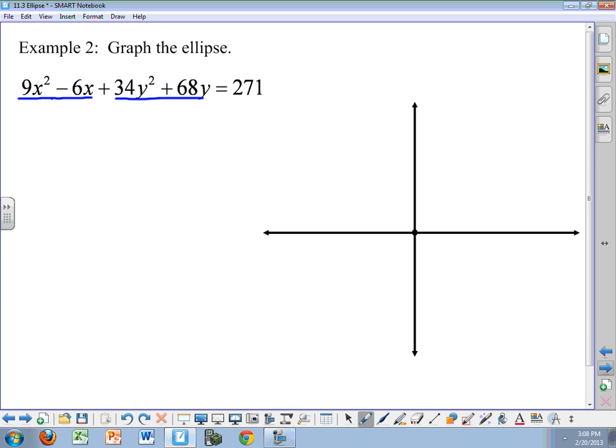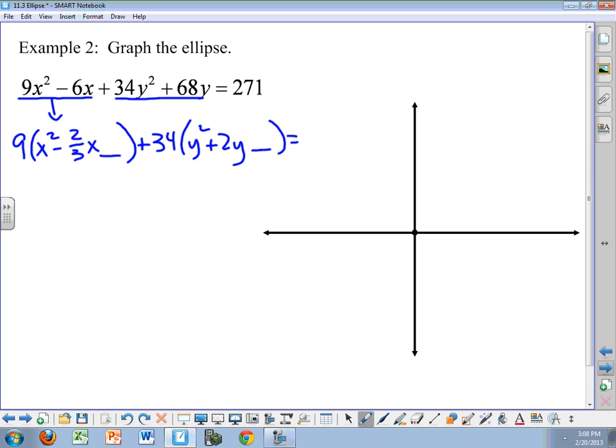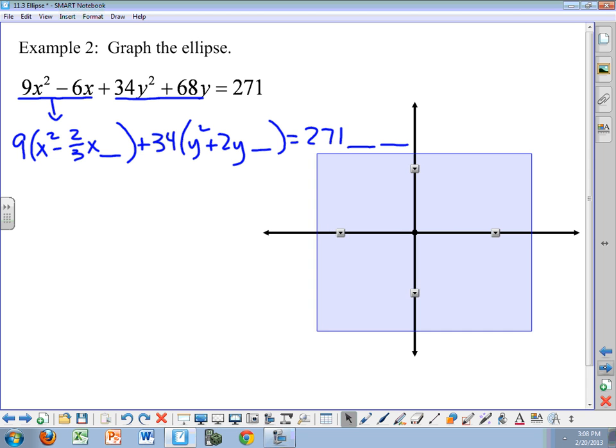So in the first case, factoring a 9 out of the x squared, I get x squared minus 2/3 x. That's going to be a little tricky for some folks to do. The second one, not so bad, 34. And this is going to be y squared plus 2y. And that equals 271 with a couple blanks. And I see I'm already going into my graph here. So let's take care of business on this.